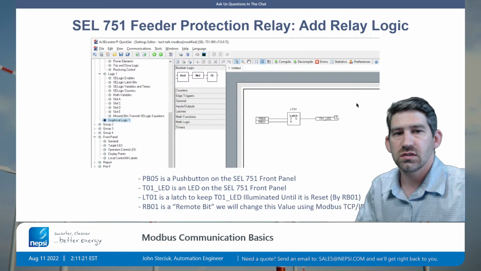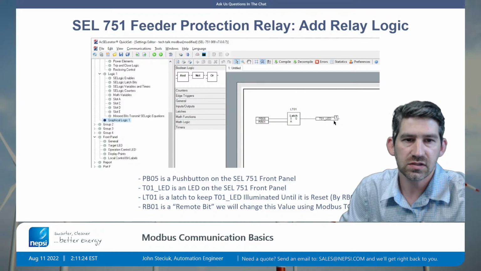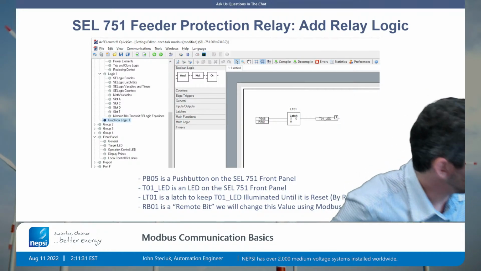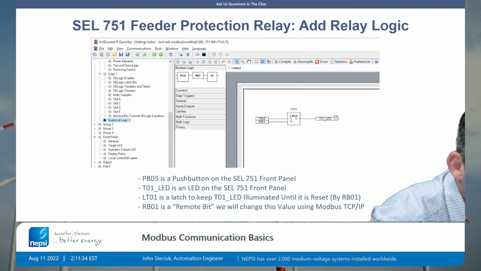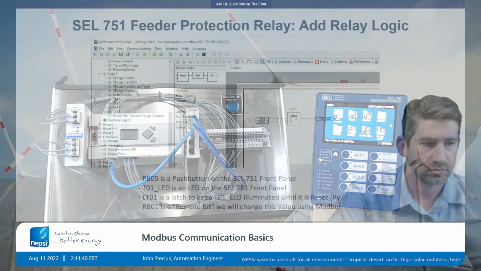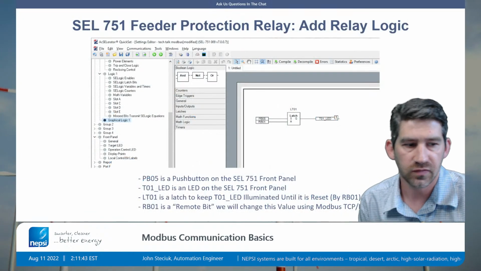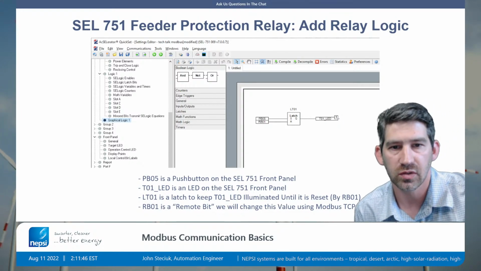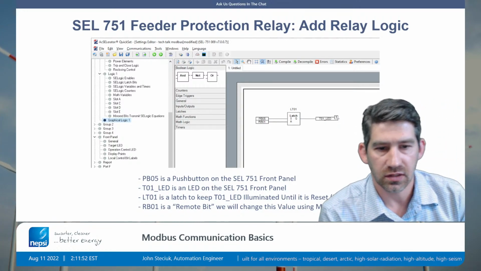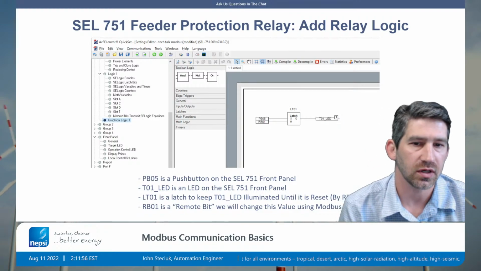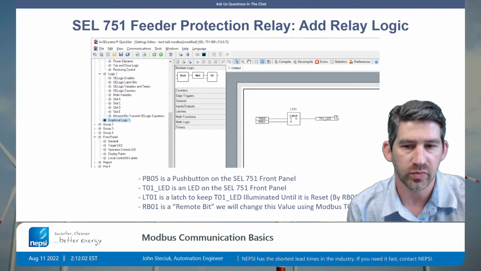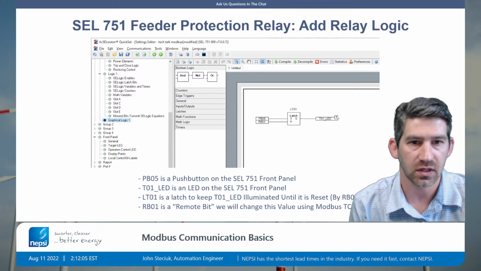And we have the output of the latch is T01 LED, which is the target 1 LED on the SEL relay front panel, and that is down here. And then resetting this latch is remote bit 01, RB01. And this remote bit, we're going to be changing the value using the Modbus protocol. We're going to be writing data to the remote bit 01 Modbus register to reset this latch.